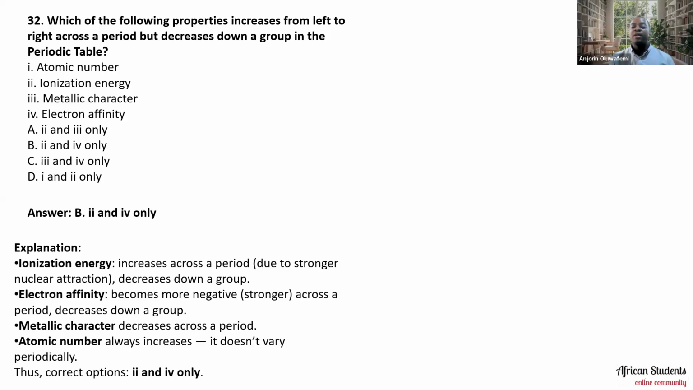The reason is because ionization energy increases across a period due to stronger nuclear attraction, so it decreases down a group, but increases across a period. Electron affinity becomes more negative across a period, but it decreases down the group. Metallic character decreases across a period, while it increases down the group. Atomic number always increases. It does not vary periodically. Thus, the correct option is 2 and 4, which is ionization energy and electron affinity.